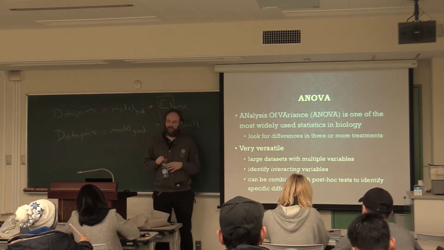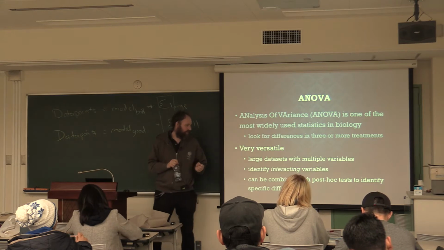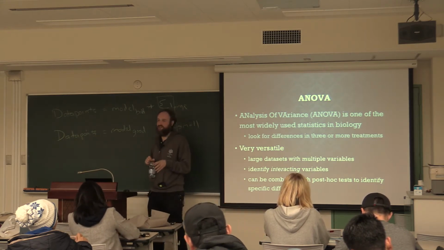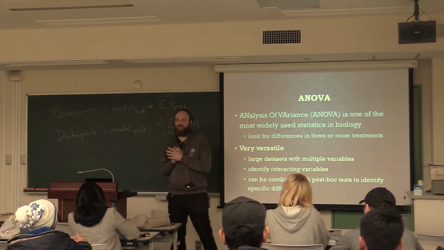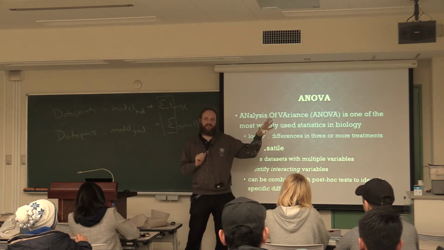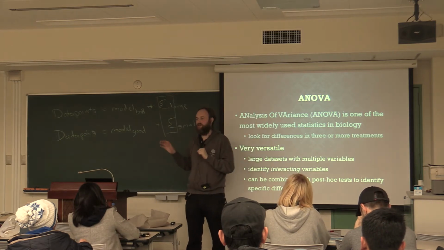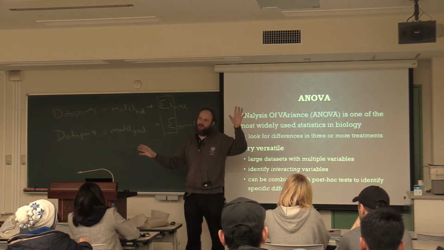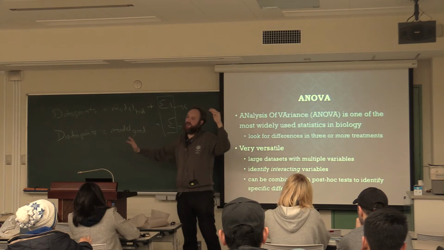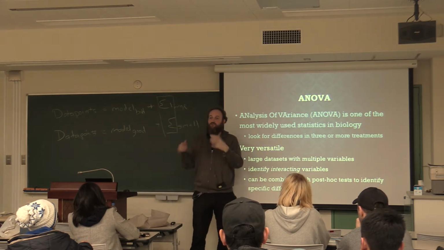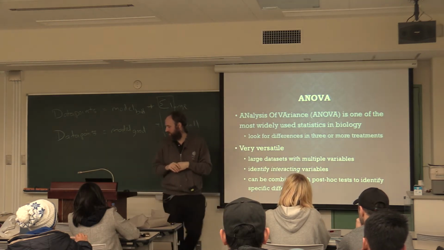You can use it with very large data sets, with very many comparisons. You can identify interacting variables. So maybe we're doing an experiment where we are looking at plant growth and we're looking at the effects of light and nutrient status. Each of those is going to have an effect. Light is going to have an effect and nutrient status is going to have an effect. But they might interact with each other. It might be that if you grow them at high light and high nutrients, then they grow much, much bigger than what you would expect by looking at each one individually. That's what an interaction is fundamentally.